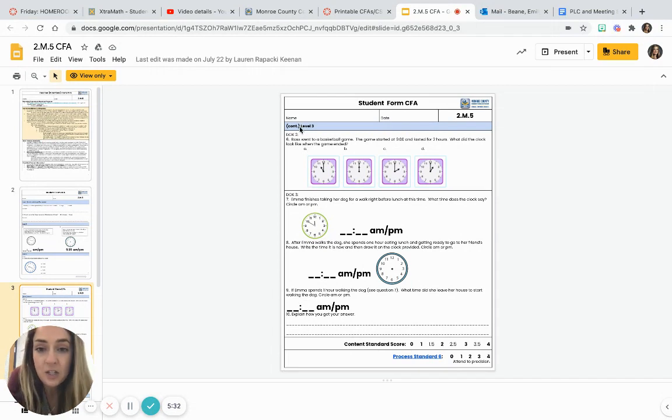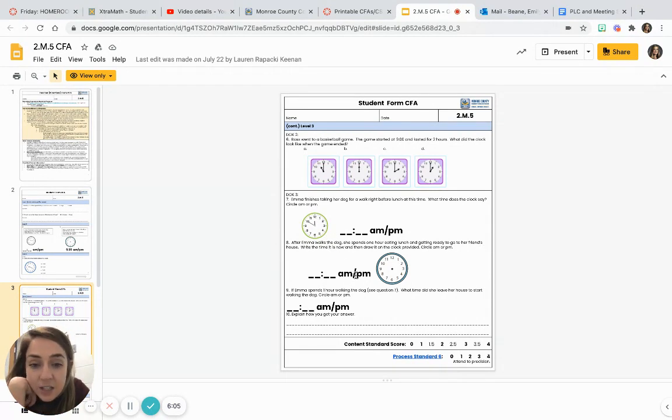Then the next page, it says Ross went to a basketball game. The game started at 9 and lasted for 2 hours. What did the clock look like when the game ended? So if the game started at 9 and it lasted 2 hours, what would the clock look like when the game was done? Circle the clock. Then Emma finishes taking her dog for a walk right before lunch at this time. What time does the clock say? And then you circle AM or PM.